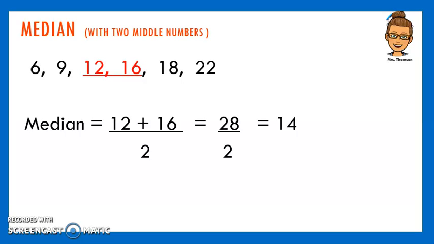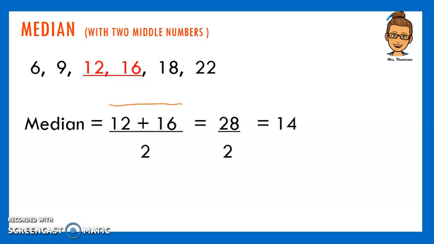But there are some cases where the median is taken from a set of data that has an even number of values, and therefore we will have 2 middle numbers. So here we have 1, 2, 3, 4, 5, 6 numbers. So we really don't have one that stays in the middle. We have 2 middle numbers. Notice how they are arranged in order. In that case, what we'll have to do is take the 2 middle numbers, the 12 and the 16, and divide them by 2. So 16 plus 12 is equal to 28, and 28 divided by 2, because we're using 2 numbers, is 14.